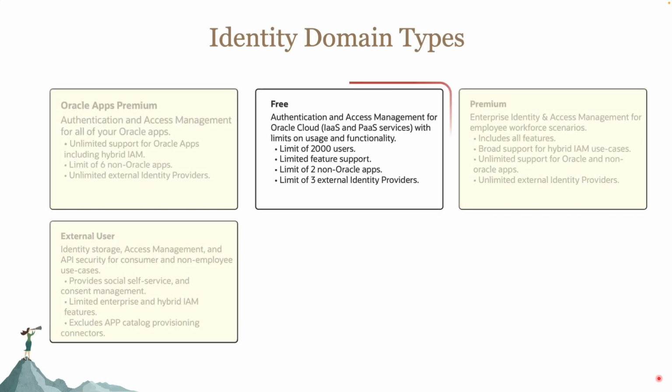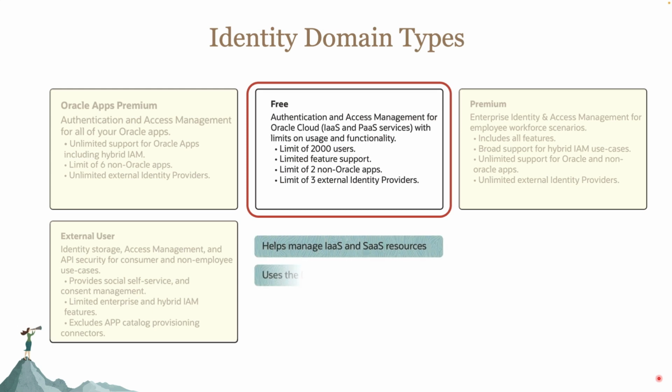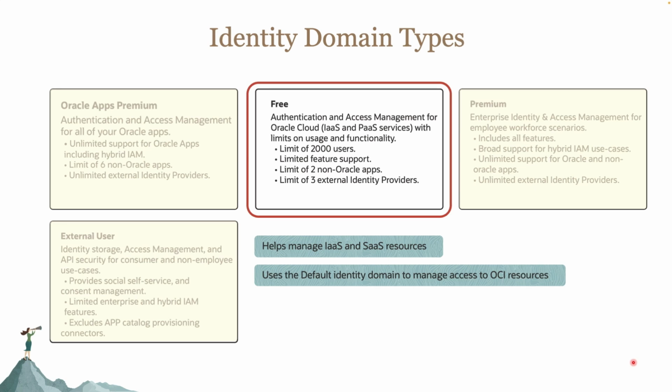So let's start with the free domain type. Now when you create an OCI account, it includes an identity domain by default. It is called a default identity domain, and this allows customers to manage access to all OCI resources. So if you do not want to create anything additional or do not need any integration of applications, you can always use the free default identity domain type. It supports various authentication methods, but there is a limit of 2000 users. So this type is not suitable for setting up enterprise level workforce access management.